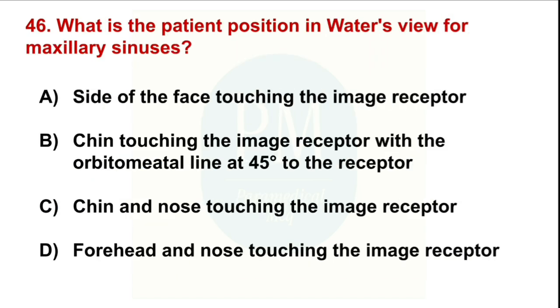What is the patient position in Waters view for maxillary sinus? Option A, side of the face touching the image receptor. Option B, chin touching the image receptor with the orbitomeatal line at 45 degrees to the receptor. Option C, chin and nose touching the image receptor. Option D, forehead and nose touching the image receptor. The correct option is option B, chin touching the image receptor with the orbitomeatal line at 45 degrees to the receptor.